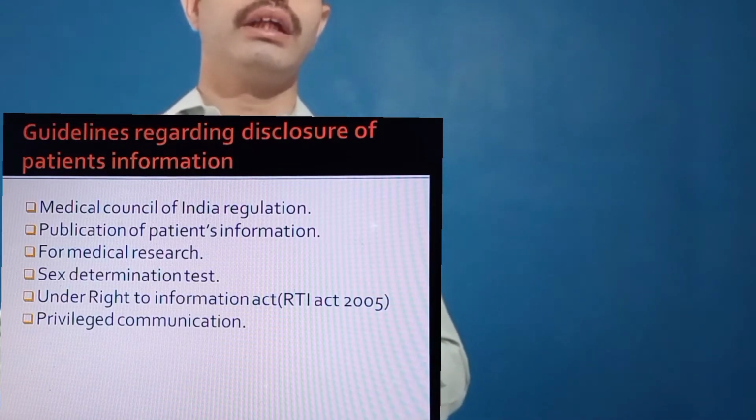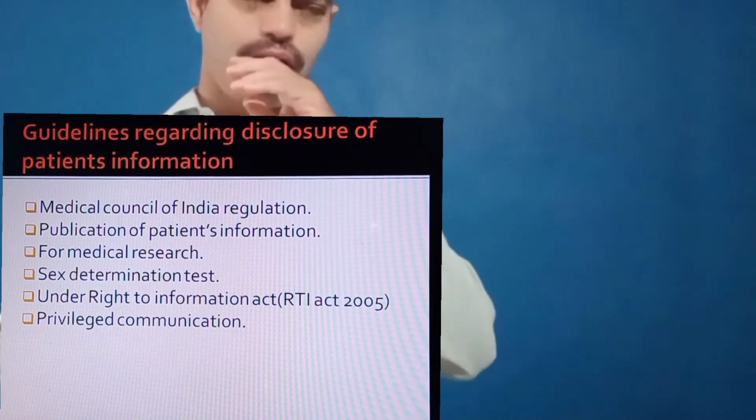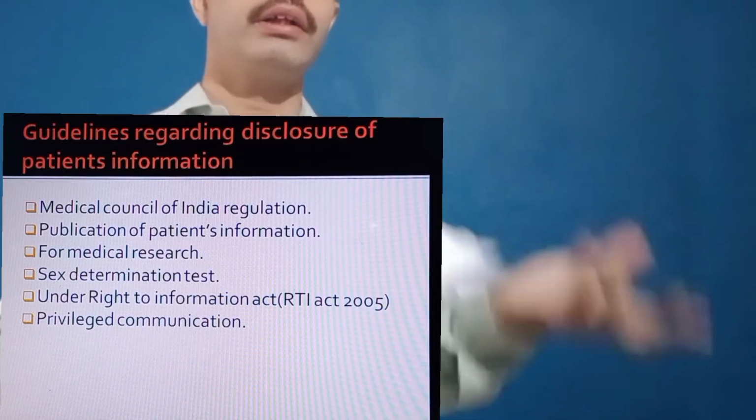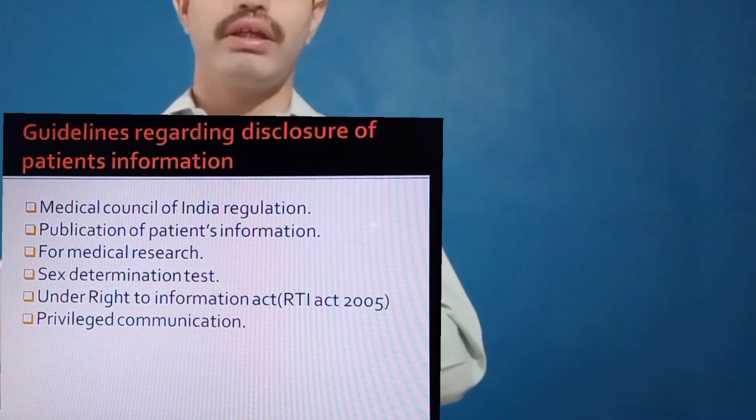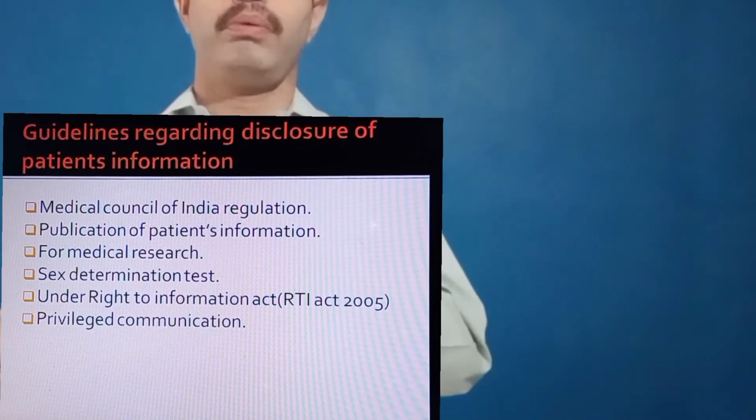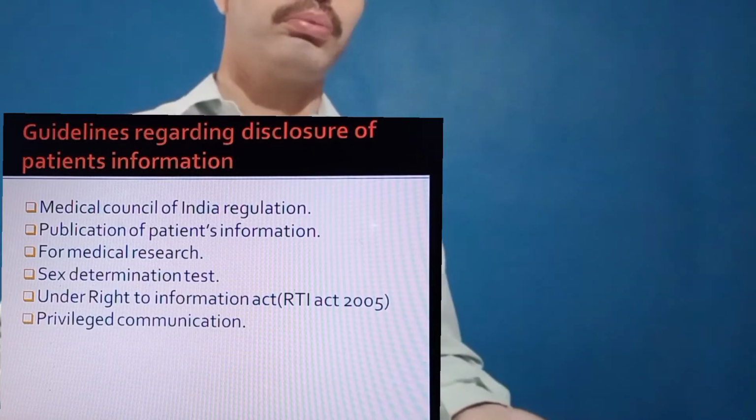So how is this identity going to be disclosed? If you are disclosing the name of the patient, identity is going to be disclosed. If you are revealing or publishing the photo of the patient, identity is going to be disclosed.